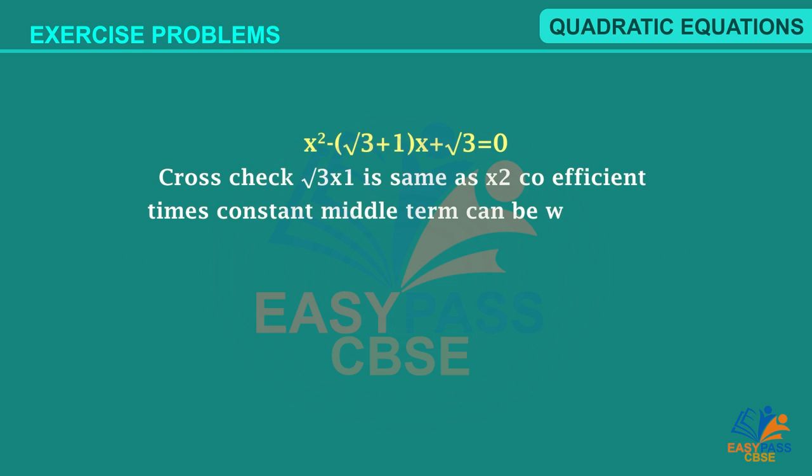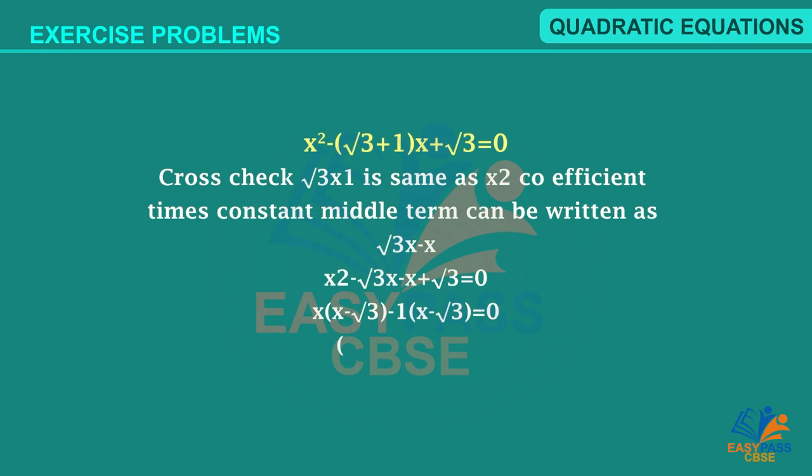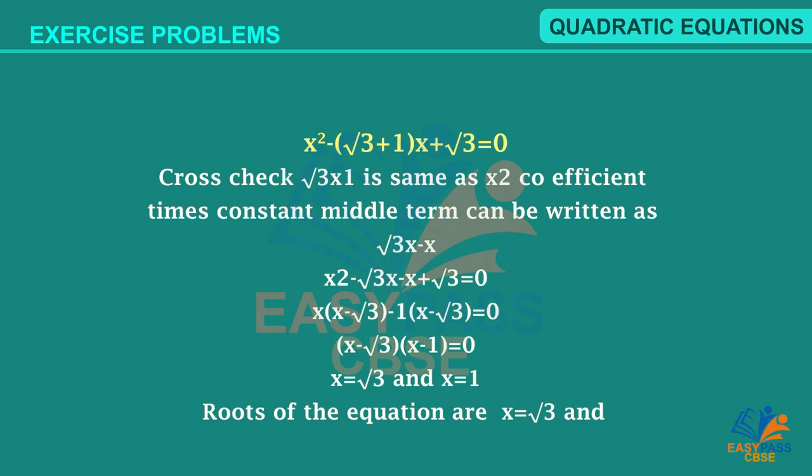So the middle term can be written as root 3x minus x. After splitting the middle term, we get an expression x square minus root 3x minus x plus root 3 is equal to 0. So x times x minus root 3 minus 1 times x minus root 3. So take x minus root 3 common. We have x minus root 3 times x minus 1 is equal to 0. Therefore, x equal to root 3 and x is equal to 1. Therefore, the roots of the equation are root 3 and 1.